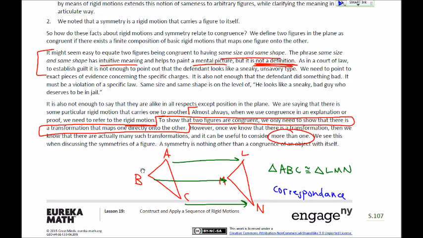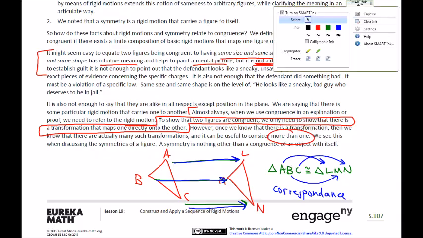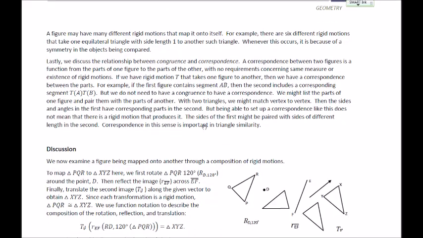The order that I used in writing ABC and LMN makes a difference. A will have to correspond with L, B will have to correspond with M, and C has to correspond with N based on how I write that. And that's true here, that A corresponds with L, B corresponds with M, and C corresponds with N, and that there's a correspondence between the vertices, a correspondence between the segments, a correspondence between the angles, and that correspondence comes from the transformation. The next page talks a bit more about the idea of correspondence.